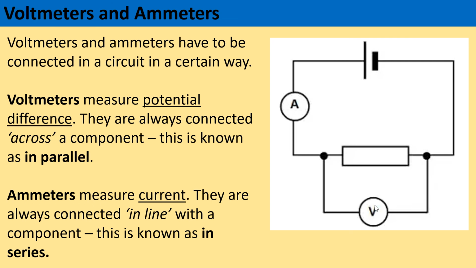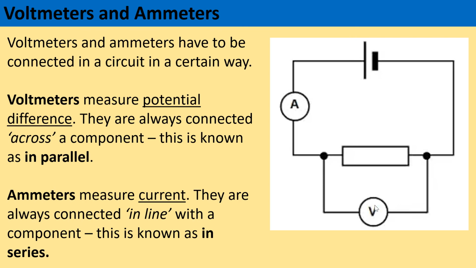Okay, let's look in detail at a couple of those components. We're going to look at voltmeters and ammeters. Voltmeters and ammeters have to be connected in a circuit in a certain way. The voltmeter, which is the circle with the V in the middle, measures potential difference. Basically, potential difference is another name for voltage. They are always connected across a component. This is what's known as parallel.